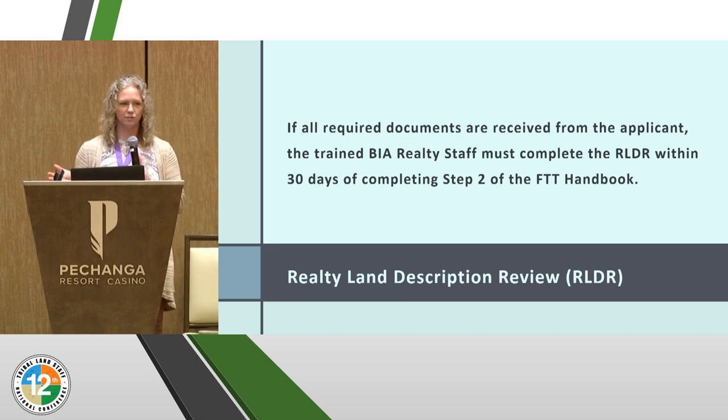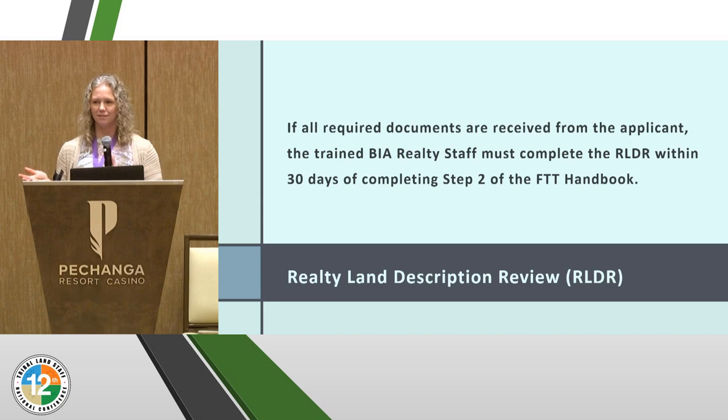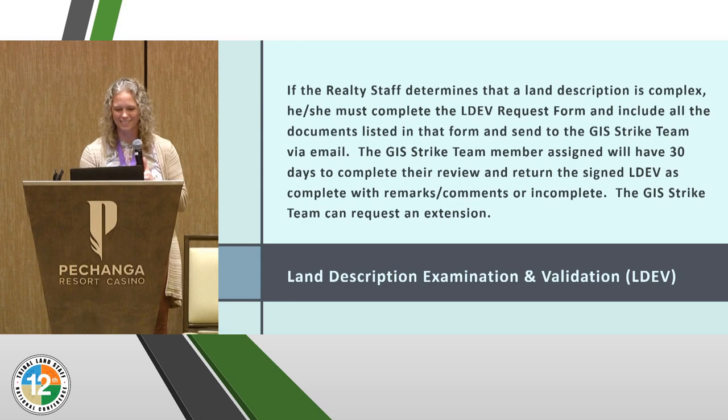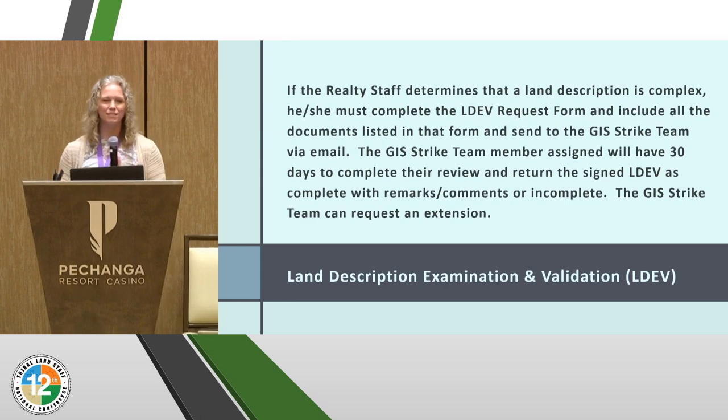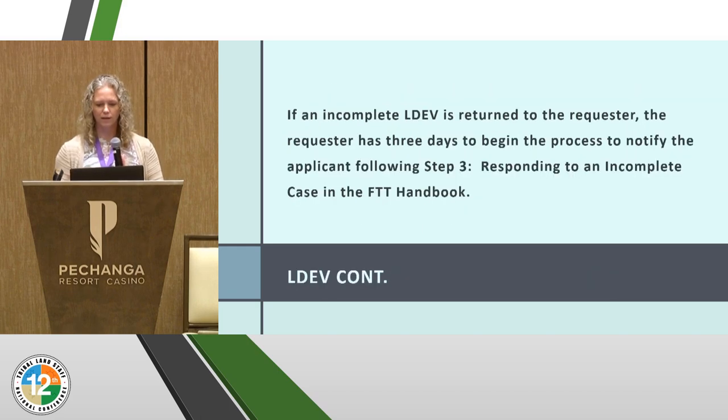How many of you have simple land descriptions? I don't know when the last time I saw a simple land description was. So when a land description is determined to not be simple or to be complex, then all of those documents are compiled and submitted to the GIS strike team, who has 30 days to complete and return that package. And what happens if it's returned incomplete? We don't always get it right the first time, so if it is returned incomplete, then the requester has 3 days to respond to that incomplete case.